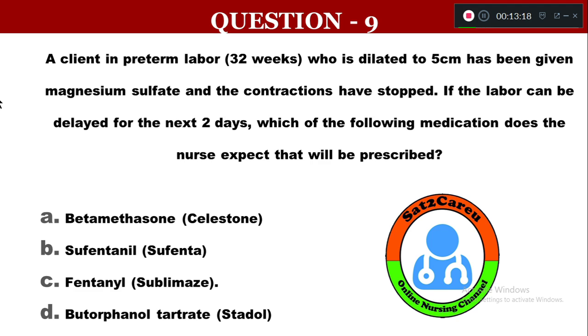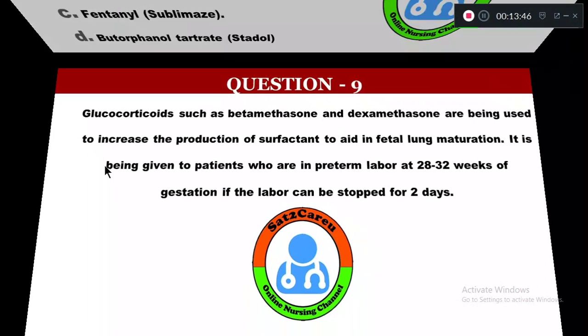So, to prolong the labor for another 2 days, which medication will be prescribed? The nurse can expect the prescription of which medicine? The right answer is option A, betamethasone. So let's see the rationale here. The betamethasone is the drug given here.